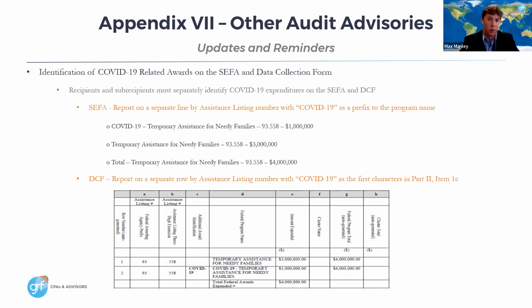For the COVID portion, you will include a prefix of COVID-19 followed by the AL number and the expenditures of that COVID funding, then a line with the same AL number and expenditures that are not COVID-19 funded, followed by the total line. If your program was 100% COVID funding, you could, of course, show that on a single line and include the prefix. The data collection form is really very similar. You do need to report on a separate row by assistance listing number, any COVID funding, and include that prefix. Really, the only difference is on the data collection form, you would not need to show the total row for that program.